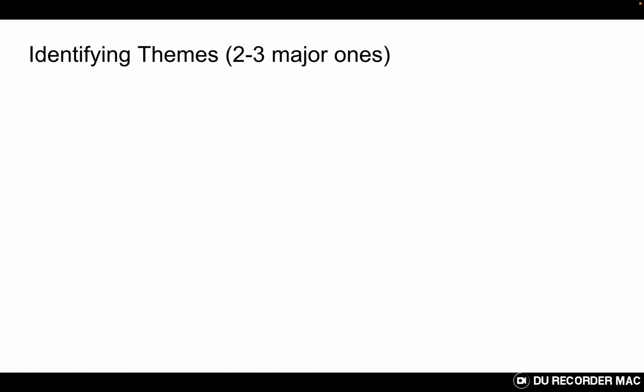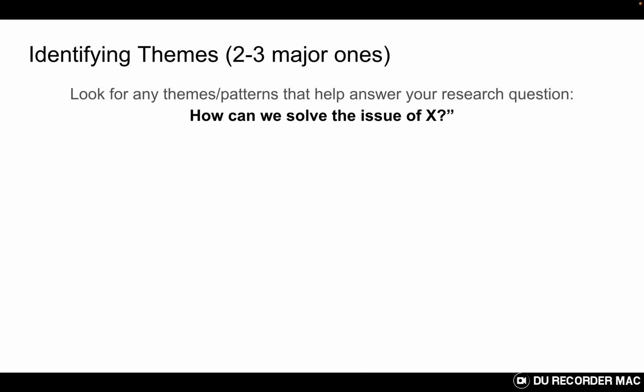So finally, we'll talk about identifying themes, and for this project, you'll want to identify at least 2 to 3 major themes across your whole data set. So looking at the quantitative results and the qualitative results, what are 2 to 3 major patterns that you can report back to us? So again, how can we solve the issue of X? You want to focus on themes and patterns that relate back to solving the problem.